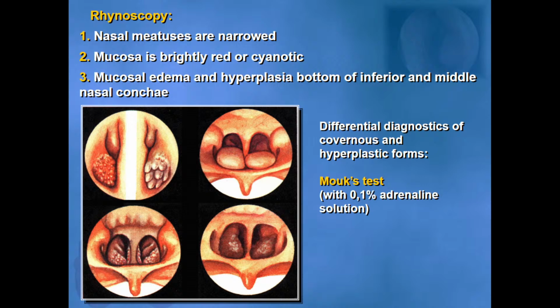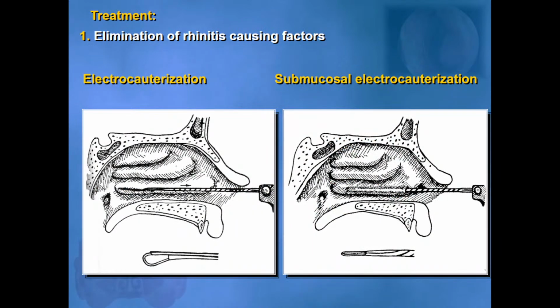Here you can see the very hypertrophic ends of the inferior nasal concha, the changes of the anterior ends of the nasal concha. In most cases only surgery can help the patient, because we need to remove the increased part of mucosa, the increased part of bone of the nasal concha.